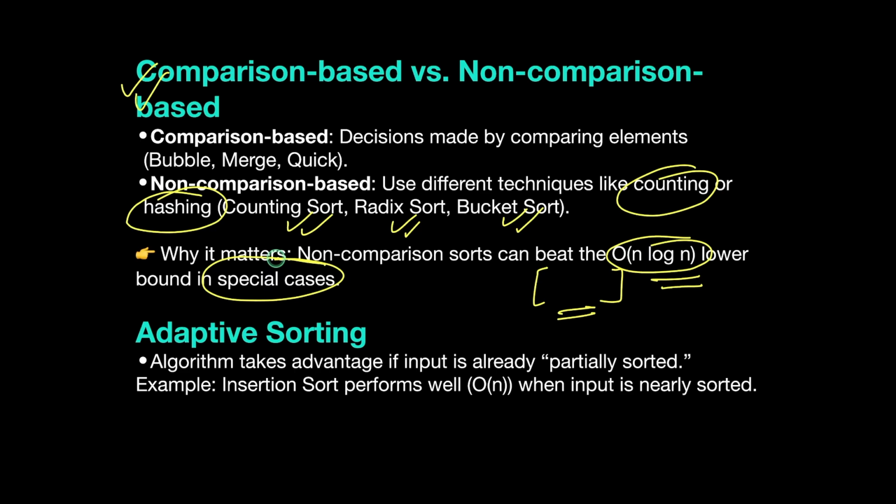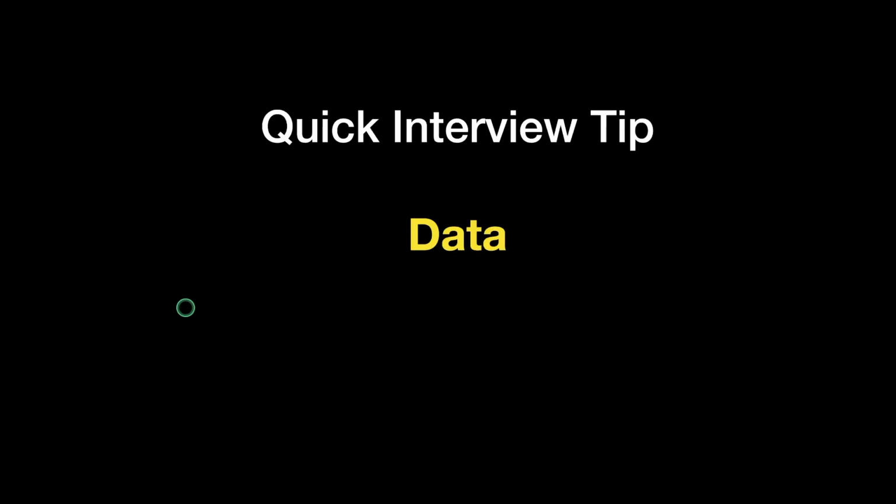So if an algorithm adapts to a scenario where the input array is partially sorted, such an algorithm is called an adaptive sorting algorithm. Insertion sort is a good example. It performs very well, of the order of big O of n, when the input is nearly sorted. On the other hand, sorting algorithms like selection sort always do a particular number of steps, so they don't adapt to the scenario if the input array is partially sorted. Such an algorithm is not an adaptive sorting algorithm.